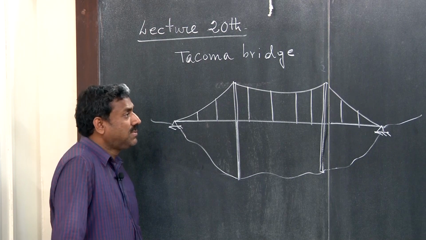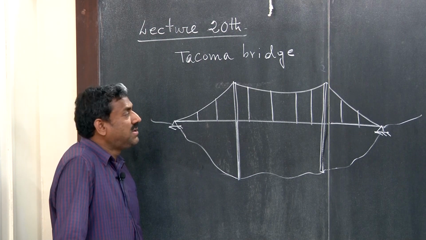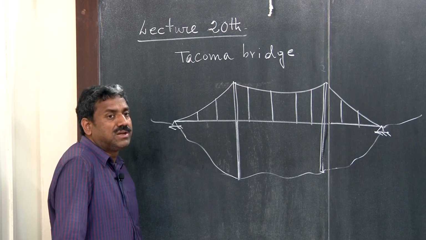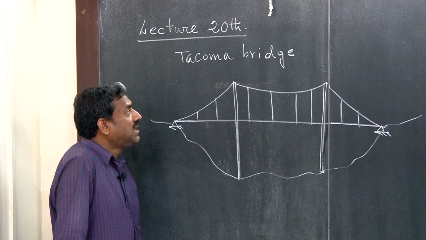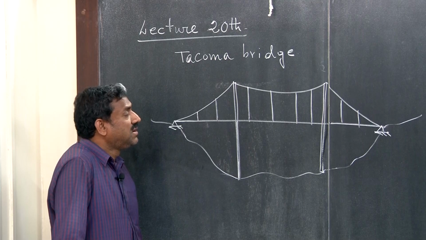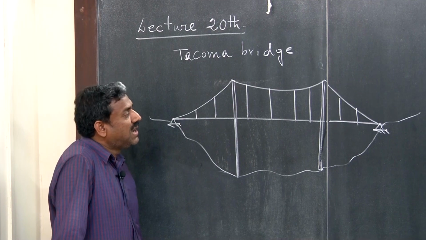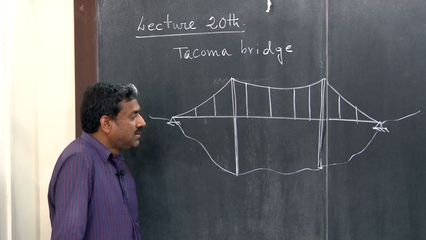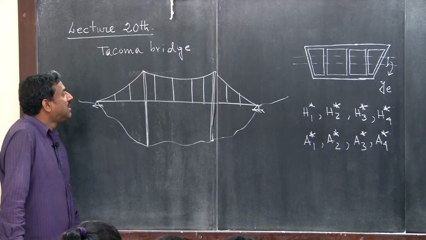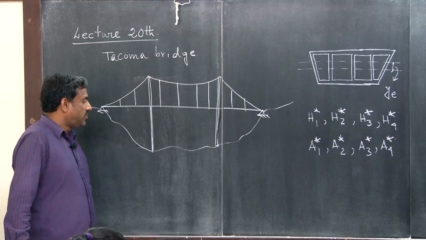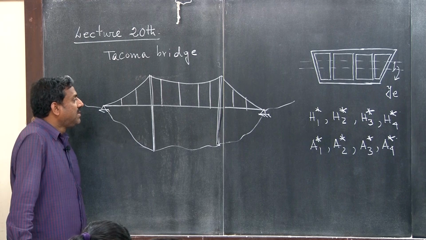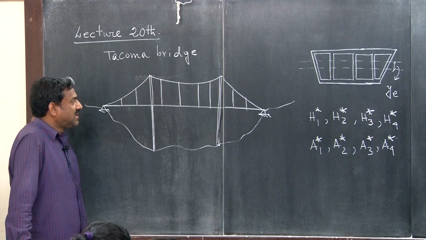We were discussing dynamic instability, focusing on aerodynamic instability in bridges. We took the example of the collapse of the Tacoma Bridge in Washington State in 1940. At that time the knowledge of aerodynamic instability was not mature, and it was not incorporated in design. So we started discussing this topic.